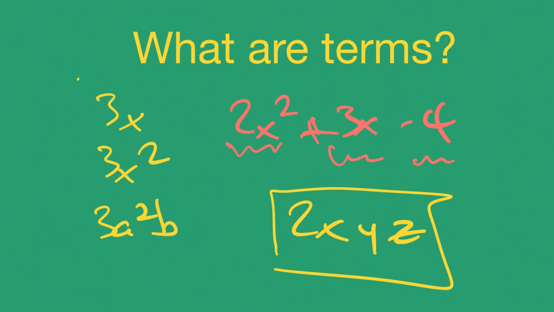Okay? So I think that's important for you guys to understand initially, because we use that a lot, terms. What is a term? A term is an expression, and they are separated by pluses and minuses. Okay? Are we okay with this? Okay. All right.